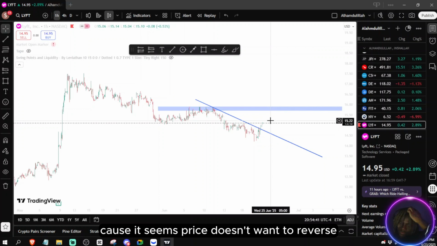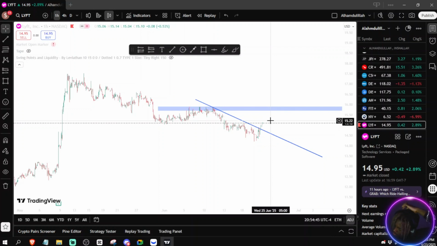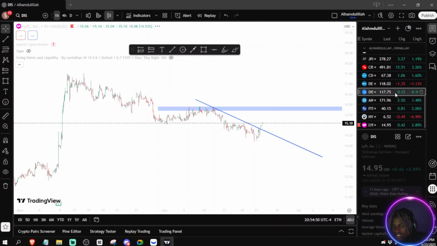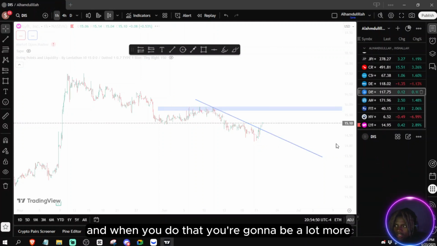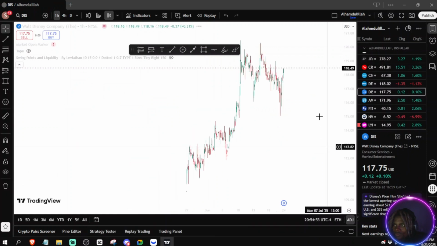Because it seems price doesn't want to reverse and keep going in a downward trend yet. So just pretty much just take market logic and just put it into your setups. And when you do that, you're going to be a lot more profitable.